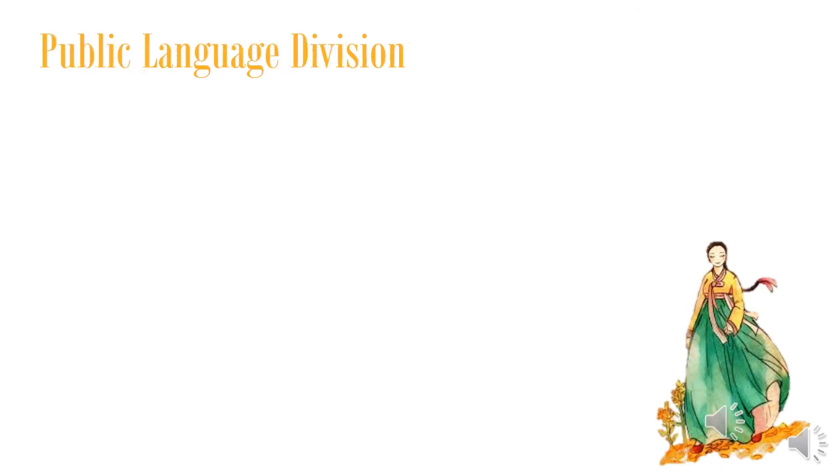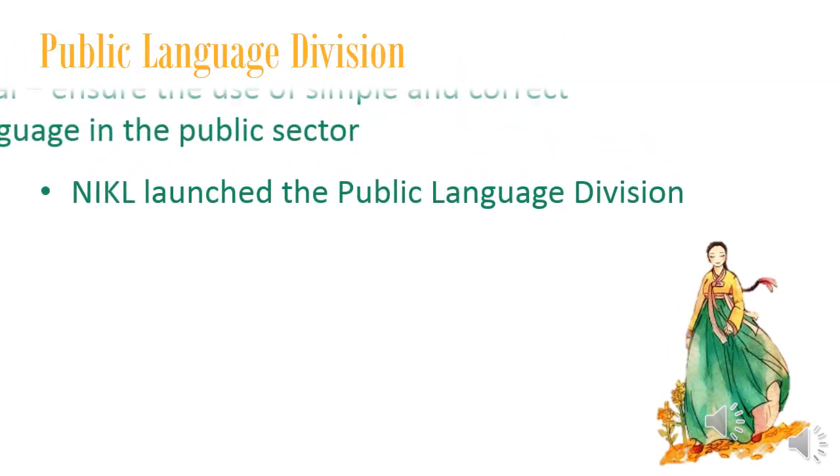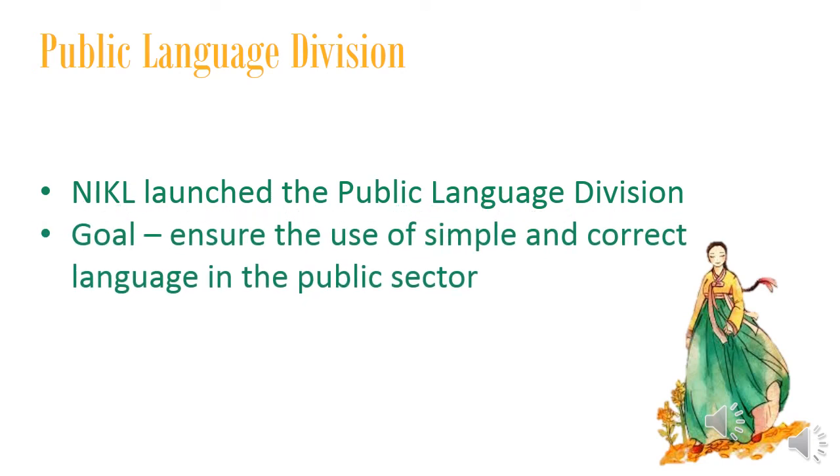The government mandated that state institutions and the media are required to use simple and correct language to ensure that everyone can understand what they mean. Therefore, the NIKL launched its public language division. Its main goal is to ensure the use of simple and correct language in the public sector by replacing loanwords or overcomplicated words. They also standardize terminologies, proofread documents issued by state institutions, and monitor the language use of public service providers.